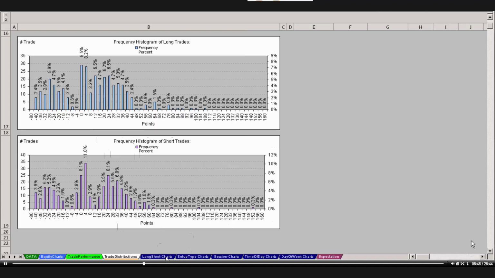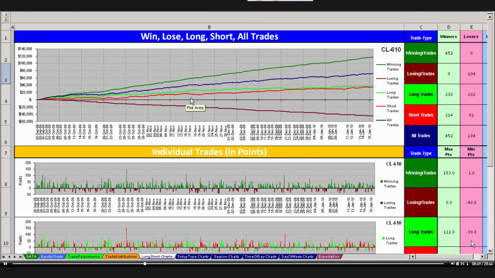So we'll go to the next tab called the long-short charts. Okay, here we are at the charts that show the winners, the losers, the longs, the shorts, and all the trades. Now this is a little different. This top graph is not put in points, it's put in dollars. So it's essentially a trade curve again. It just provides a breakdown of the equity curve or the trade curve for each of those trade types.